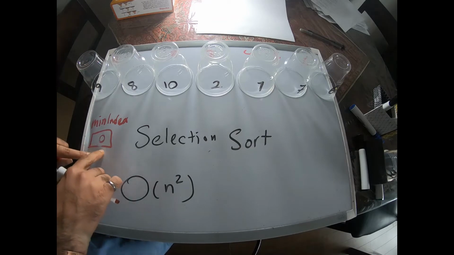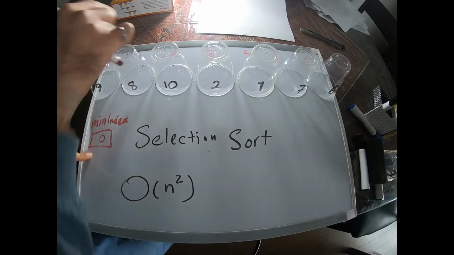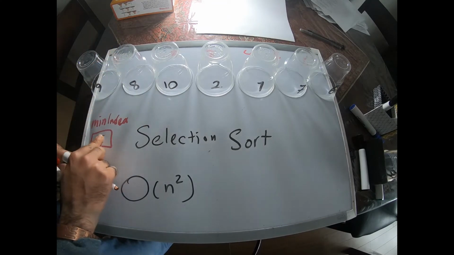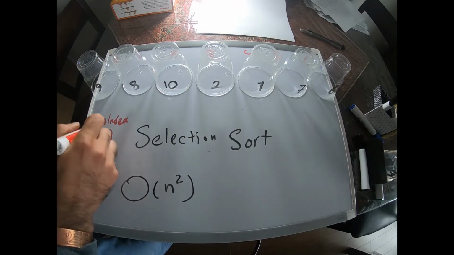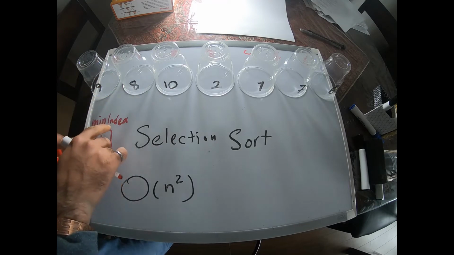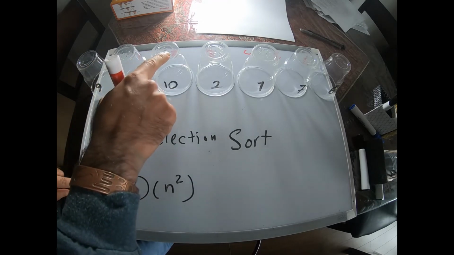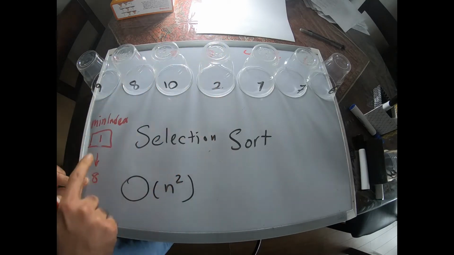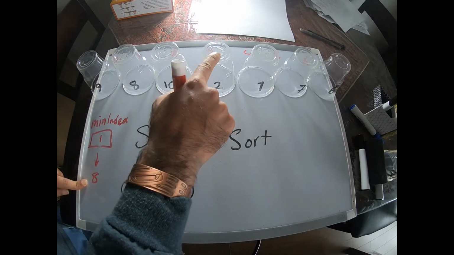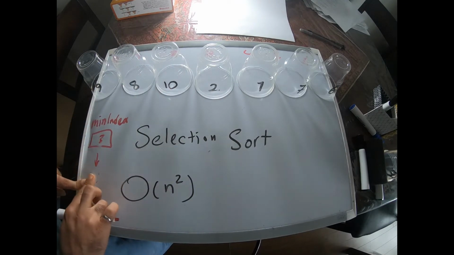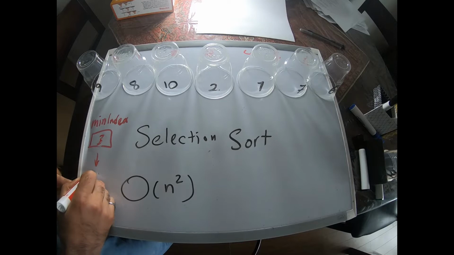And then I compare a at min index and a at i, right? So is this one smaller? Yes, it is. So I change the minimum index to 1. The minimum number is now 8. Is 8 smaller than 10? Yes, it is. Is 8 smaller than 2? No, it is not. So I change the minimum index to 3, and now my minimum number is 2.